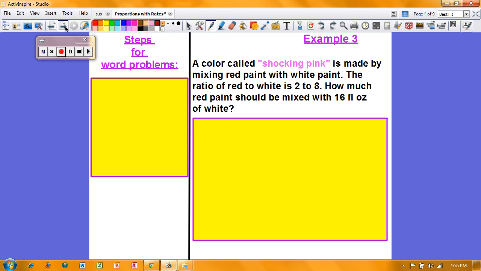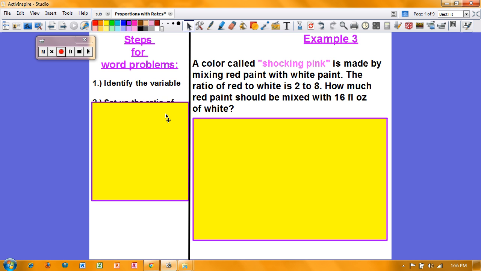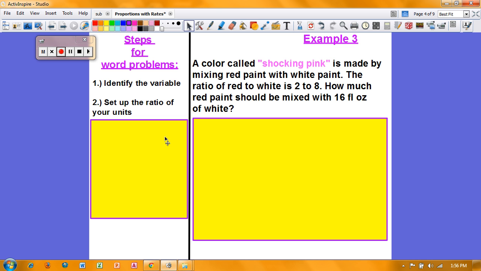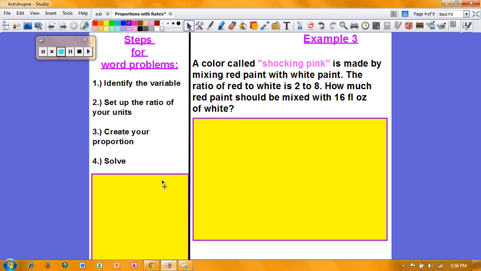Alright, sometimes you will have to do that, but you will have to set up the proportion from a word problem. So the steps for a word problem: first, we want to identify the variable. Second, we want to set up the ratio of units. Third, we want to create the proportion. And fourth, we want to solve. So example 3 says, a color called shocking pink is made by mixing red paint with white paint. The ratio of red to white is 2 to 8. How much red paint should be mixed with 16 fluid ounces of white?